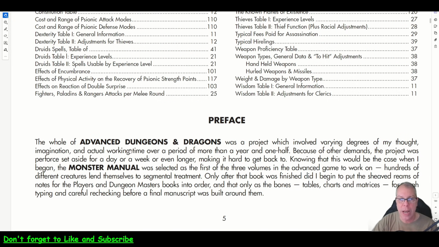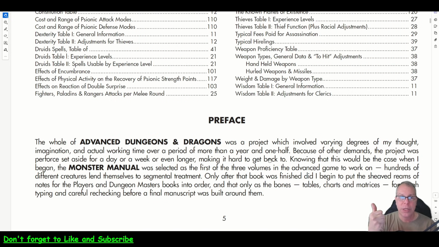Now, he says here, the whole of Advanced Dungeons & Dragons was a project which involved varying degrees of my thought, imagination, and actual working time over a period of more than a year and a half. Because of other demands, the project was perforce set aside for a day or a week or even longer, making it hard to get back to. So he's talking about writing the rules and having trouble getting through that. And we do know that during this time he was putting it down and writing G1, 2, and 3, the giant modules, so the Hill Giant, the Frost Giant, and the Fire Giant adventures. And then he was also writing D1, 2, and 3, which were the Drow modules.